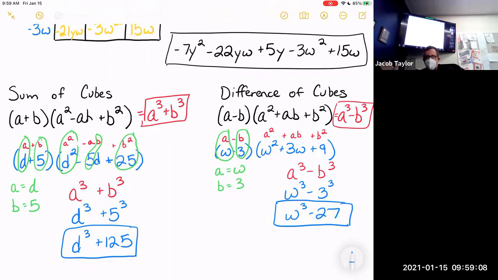It's not something new. If I take d plus 5, that binomial, and multiply by d squared minus 5d plus 25, I will get d cubed plus 125. This is just a shortcut to go straight to the answer instead of having to do the distributive property or the box. Now, this shortcut only works if it's a sum or difference of cubes, meaning if it follows this specific pattern. Sometimes they do, sometimes they don't.